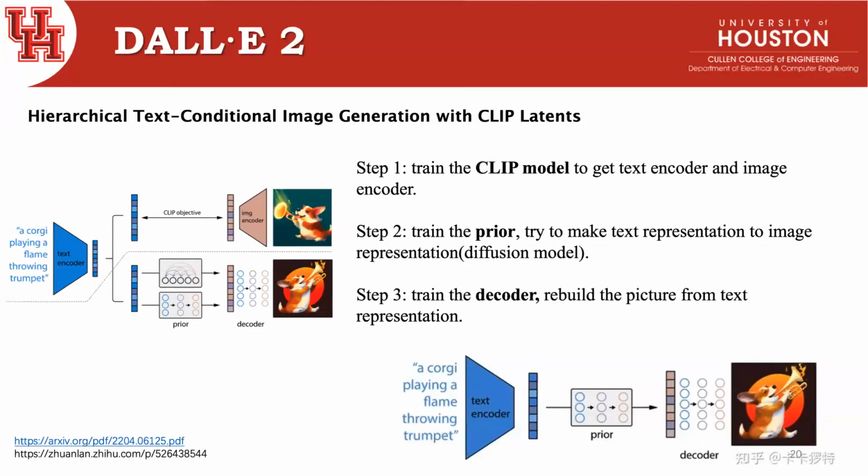They try to make the output of the text encoder, the text representations, closer to the image representations. What they do is use a diffusion model to make it closer. When they finish training the prior, they use a decoder to go from this image representation to a real picture. So this is the whole DALL-E 2 model structure.